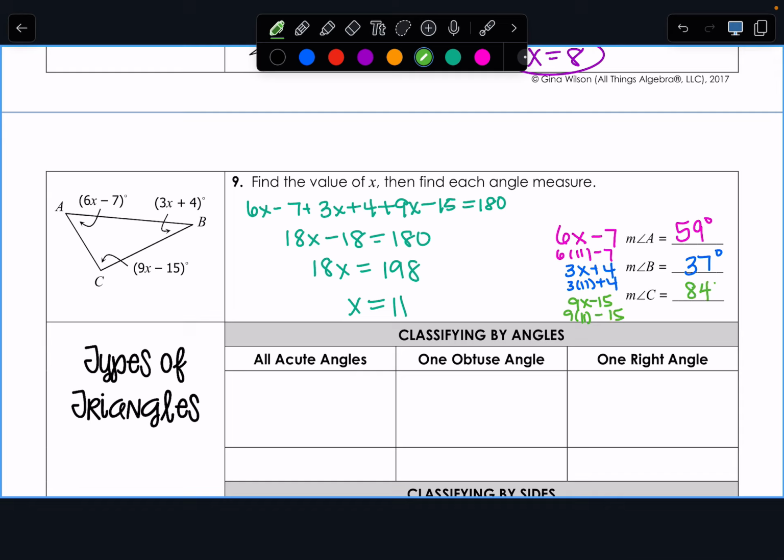do those 3 add to 180? Oh, good. I think so. I did. They do. Thanks, Lena.